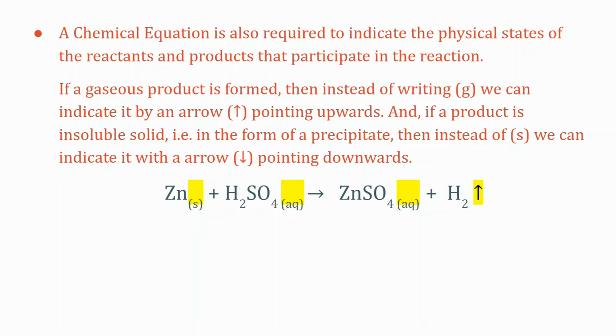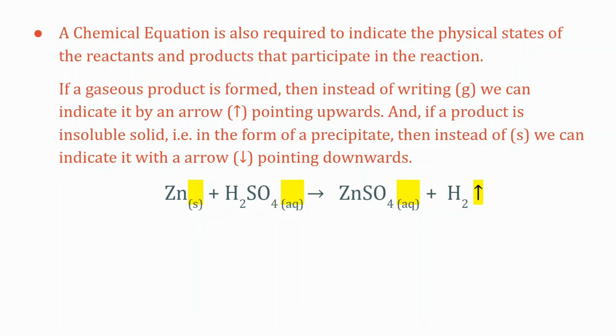Okay, now this also I have understood. But what is exactly S, AQ, and then there is an arrow sign which is shown upward. What does this exactly mean? Okay, so I will explain what exactly this means. If a gaseous product is formed, then instead of writing G, we show it with an upward arrow, that is an arrow which is pointing upwards.